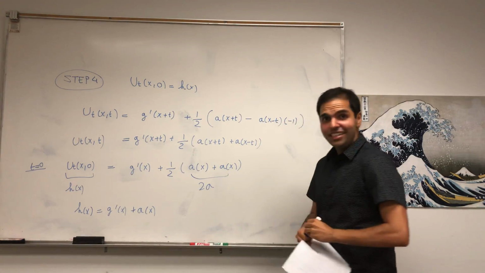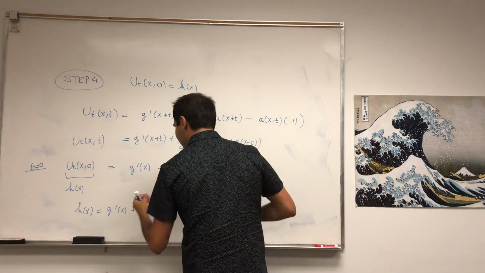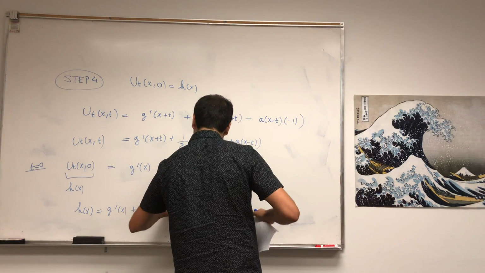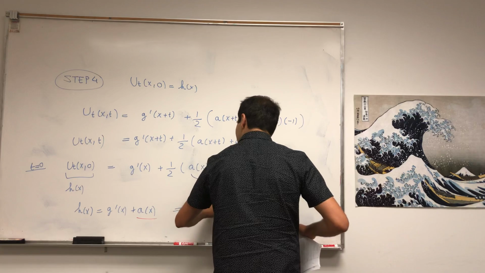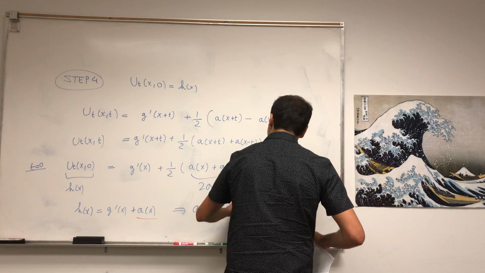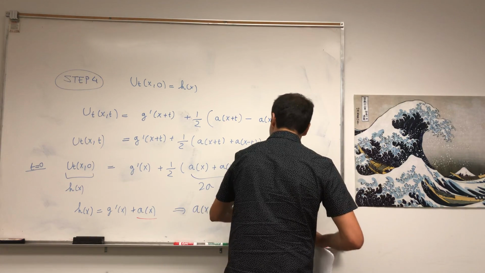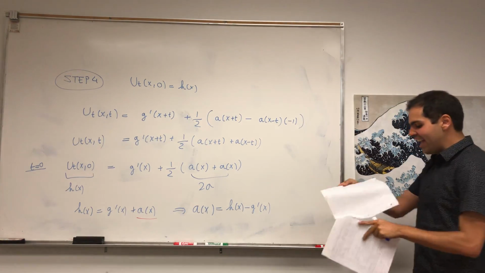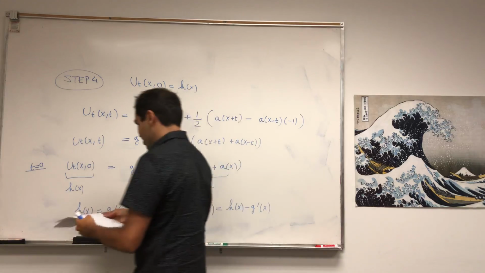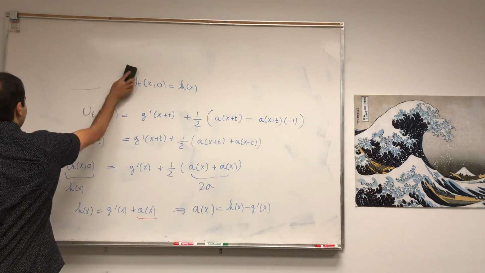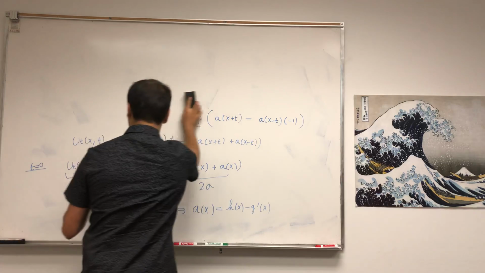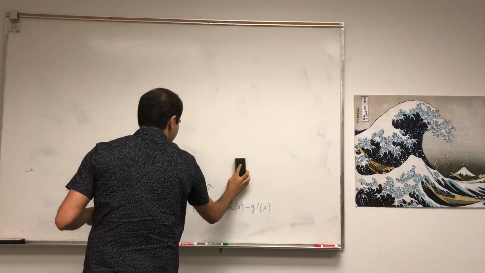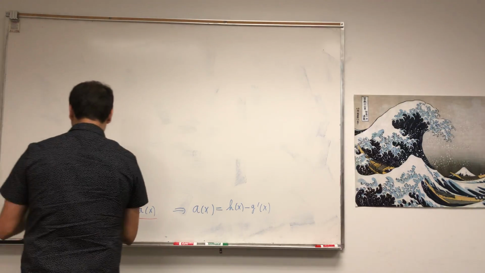And this is very neat. It allows us to solve our equation in terms of our data. So a of x, the stuff we wanted to find, is nothing else than h of x minus g prime of x. This is very good. We figured out our a, and now our last thing is just plug it into our original thing. I guess it's step 5 if you want.